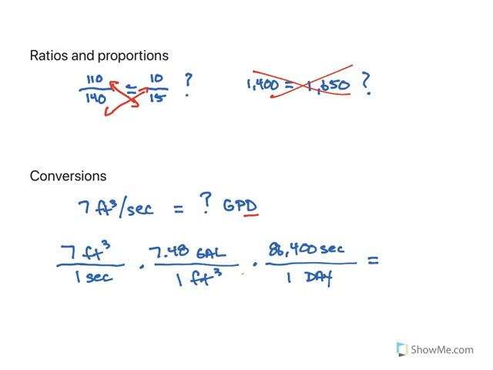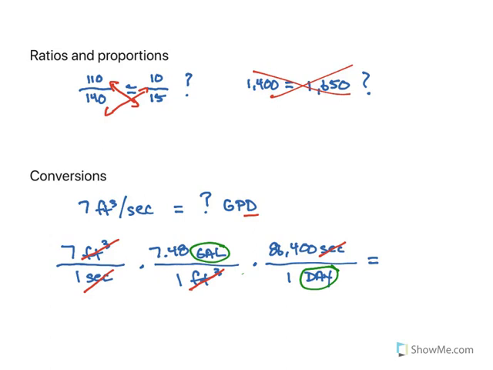And now, as we've done in a couple previous problems, I can cancel out like units of measure. So let's see here. I can cancel out cubic feet. I have cubic feet in the numerator and cubic feet in the denominator. Those cancel out. Seconds in the numerator cancels out seconds in the denominator. So when I multiply this out, I'm going to be left with an answer in gallons over days, or gallons per day. So that's how I would set that problem up.